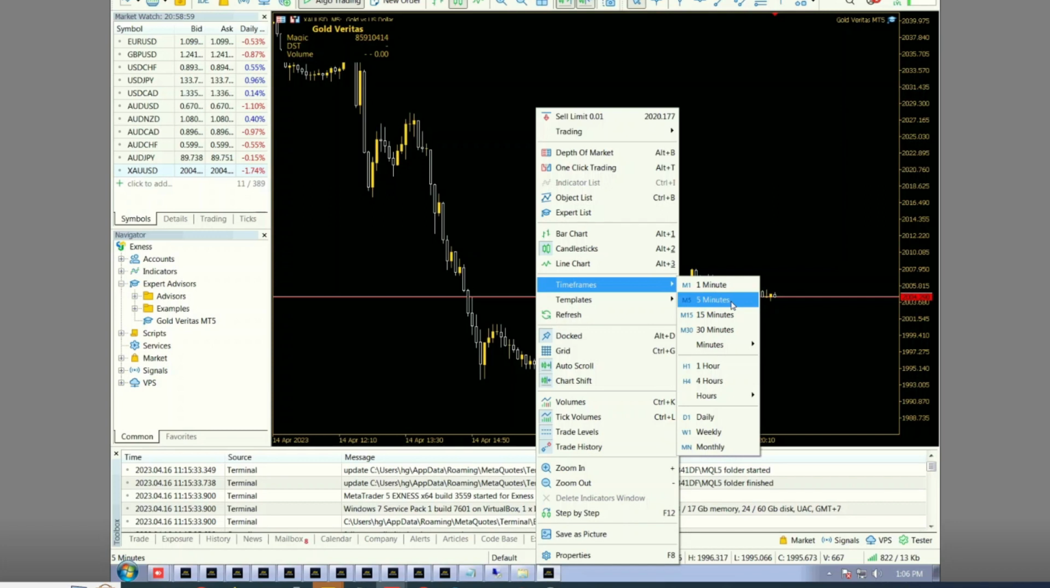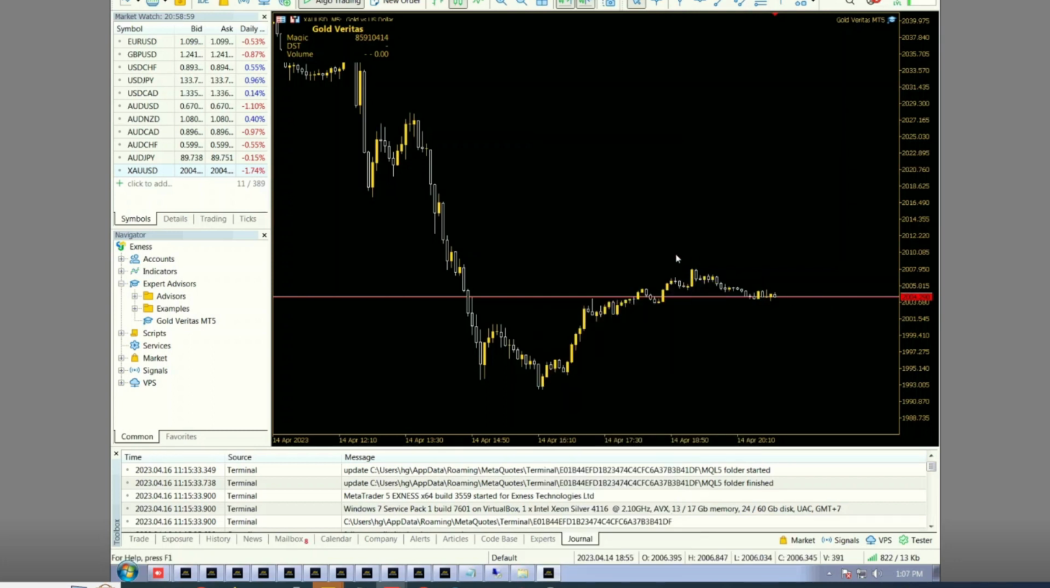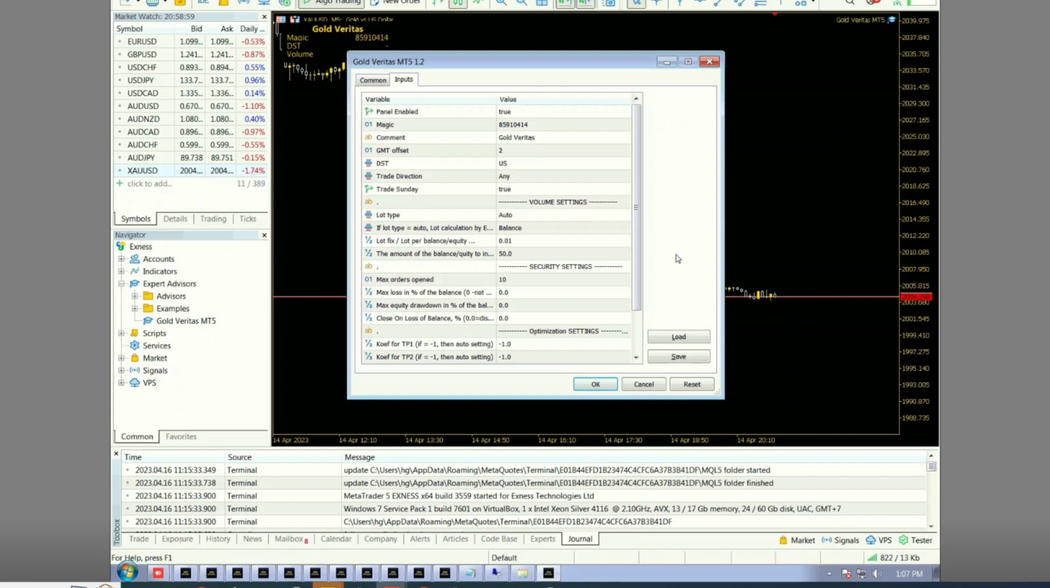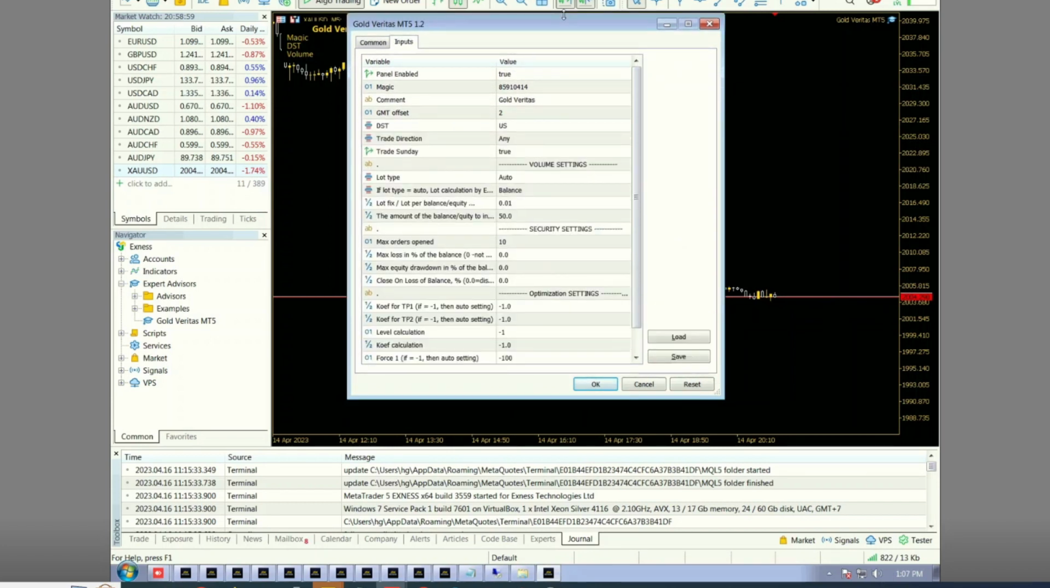In this MT5 terminal, I have run the gold Veritas expert advisor. For the time frame that I run according to the expert advisor developer, namely on the M5 time frame. Presets. And the settings that I use this time still use the standard settings.